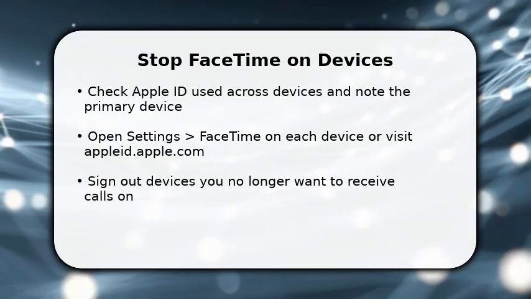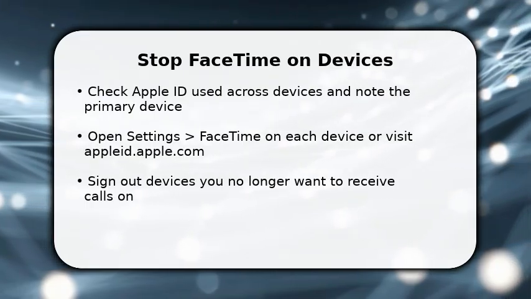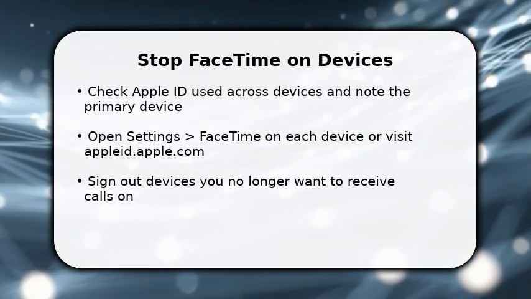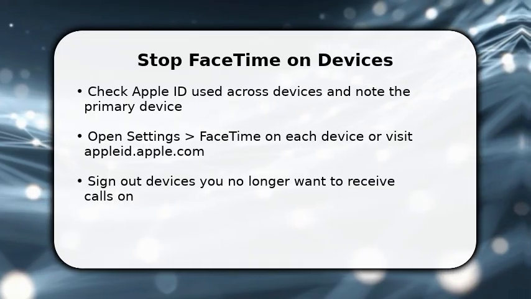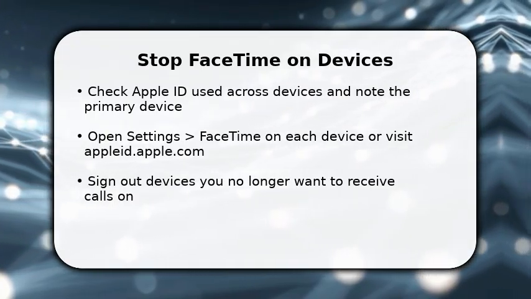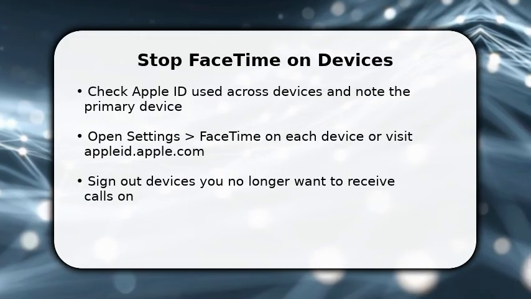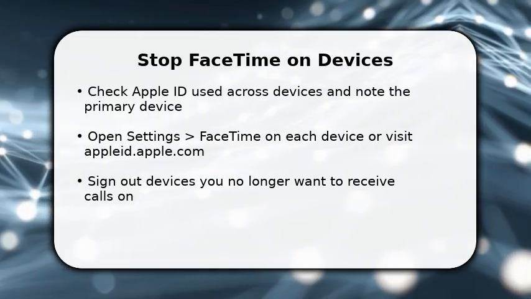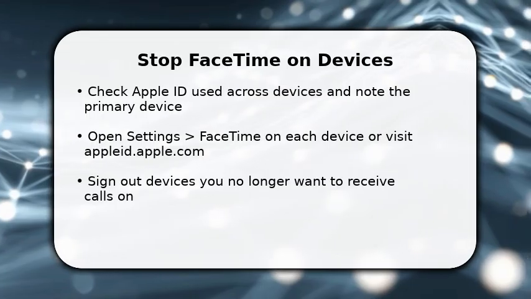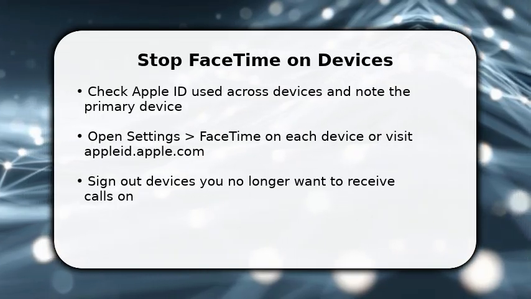You start by confirming which Apple ID is signed in on every device. This is the control point. Once done, open Settings, then FaceTime on each iPhone, iPad, or Mac and locate the active addresses and numbers. You should sign out immediately on any device you do not want ringing.